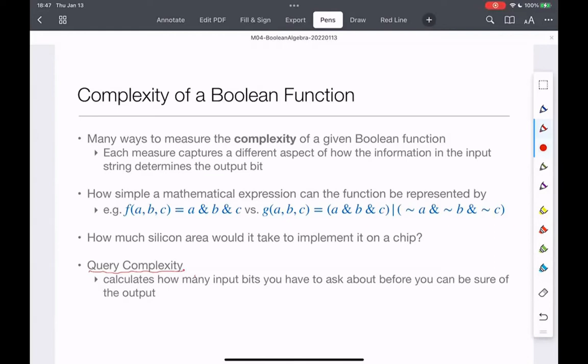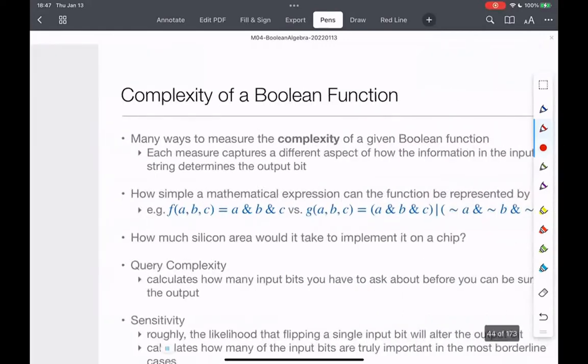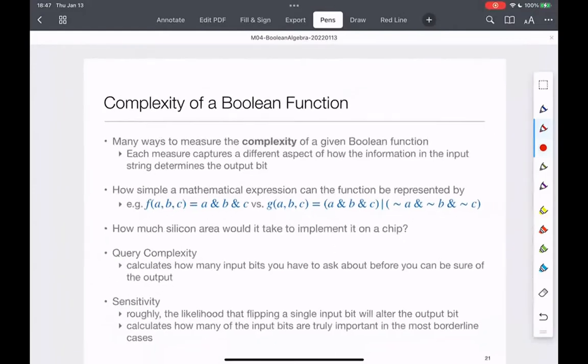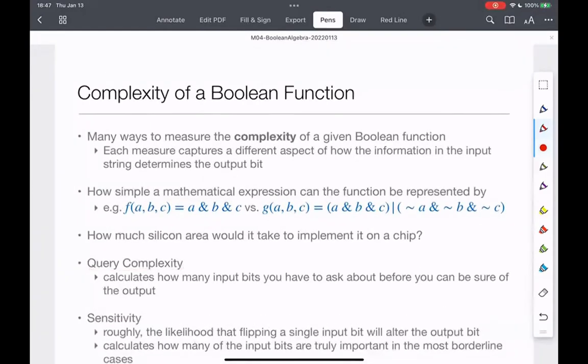And of course, one way is I feed it all of ABC and it tells me the output. But you could imagine that I can begin to count how many queries I have to make before I can be sure of the output, before I can discover the function. So how many input bits do I have to query before I get to figure out what the function would be?